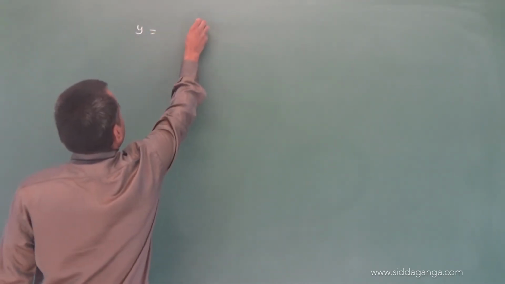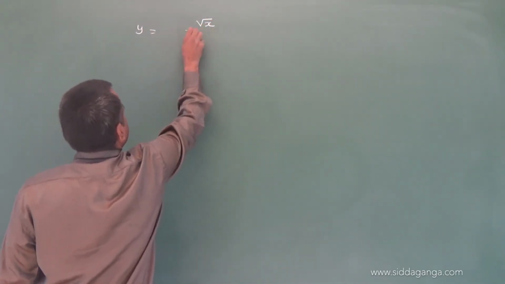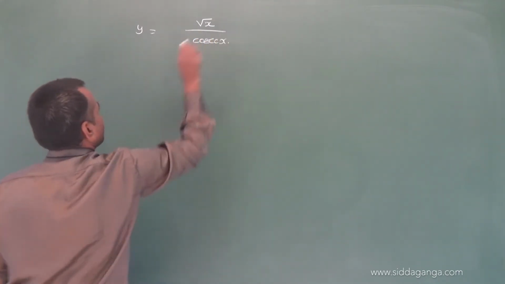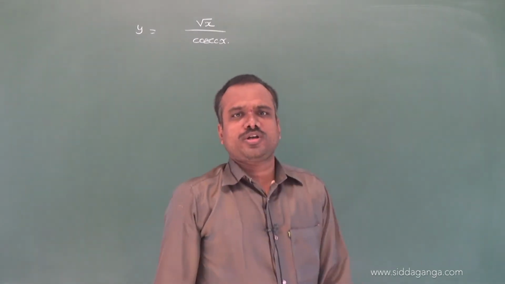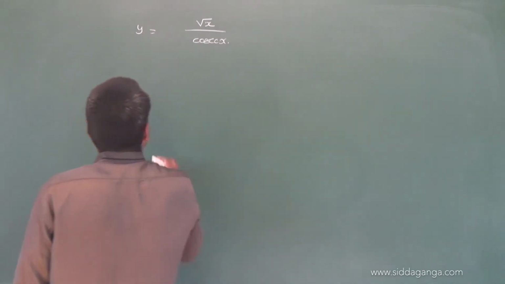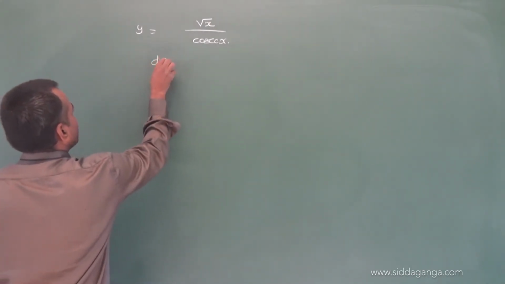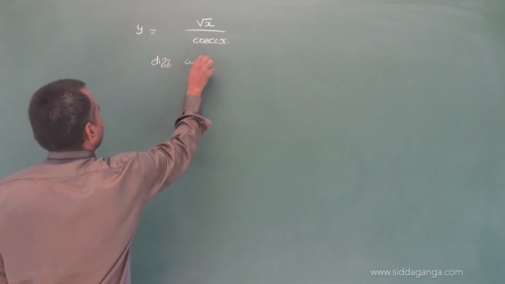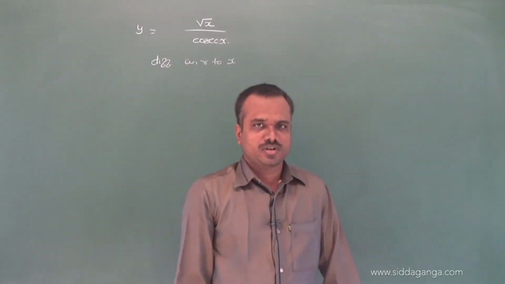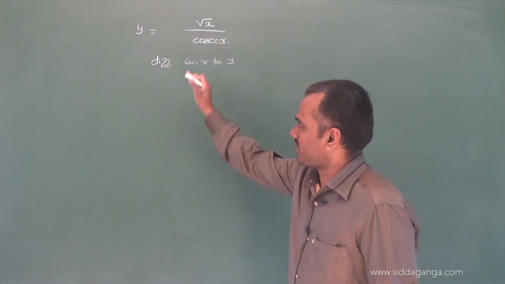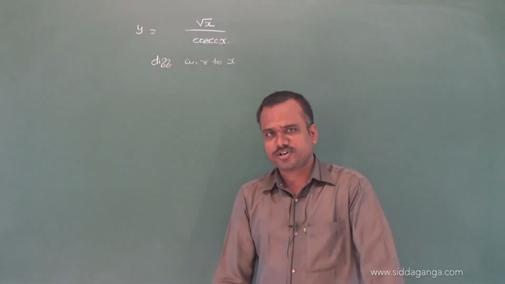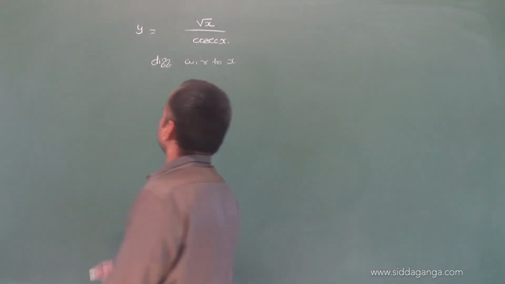Y is equal to root x divided by cosecant x. One more simple problem. Root x divided by cosecant x. Differentiate with respect to x. Correct? This is mandatory, very important. Differentiate, we must write, differentiate with respect to x.